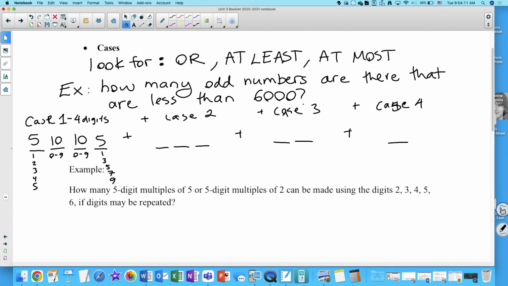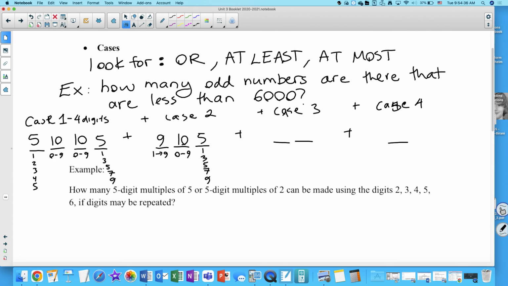So this is 5. How many options do I have for the first digit? 9. Why is it 9 and not 10? Can't be 0. Just can't start with the 0. So this is 9 options, 1 to 9. And then the second one is 10. That's 0 to 9. Okay.